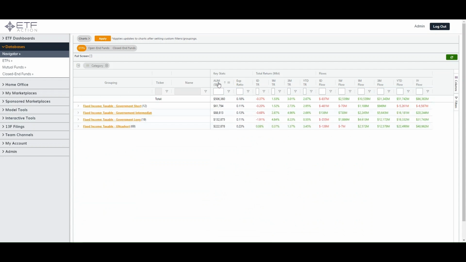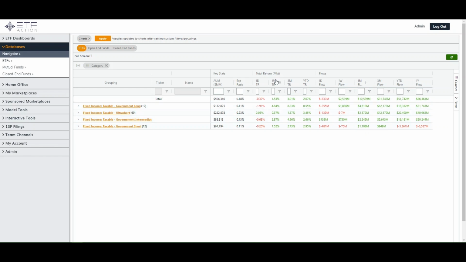I'll sort them by AUM. Ultra short is the largest category with $222 billion. Government long, $132 billion. Government intermediate, $88 billion. And government short, $61 billion. And if we want to just take a look real quick from a flows perspective, we can see over the last month, government long has taken in $4.6 billion. Ultra short still seeing inflows, and you're seeing inflows across the board.